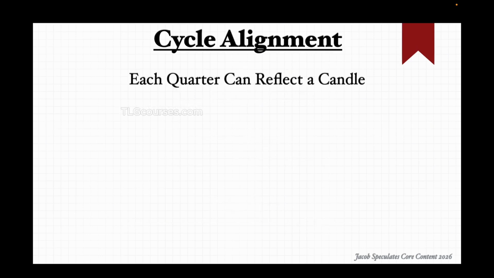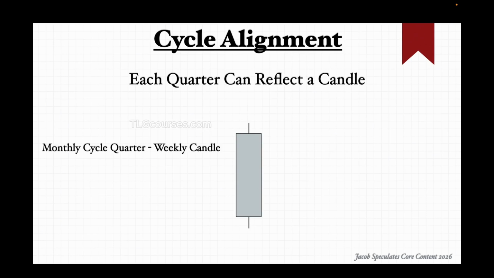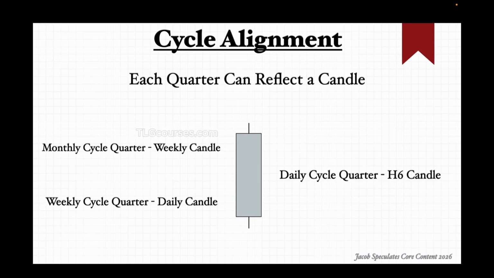Now moving to the next slide, we have each quarter can reflect a candle. While this might seem very simple, it can be very, very beneficial for spotting a particular thing that we will look at later on in this lecture. But moving forward, a monthly cycle quarter can reflect a weekly candle. A daily cycle quarter can reflect a 6-hour candle. And a weekly cycle quarter can reflect a daily candle.